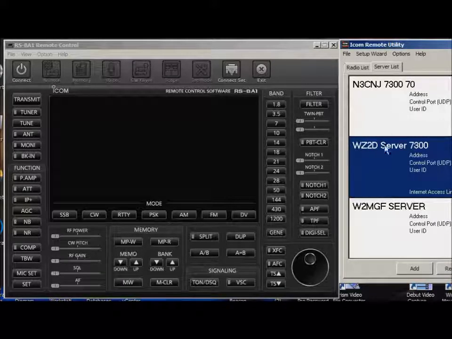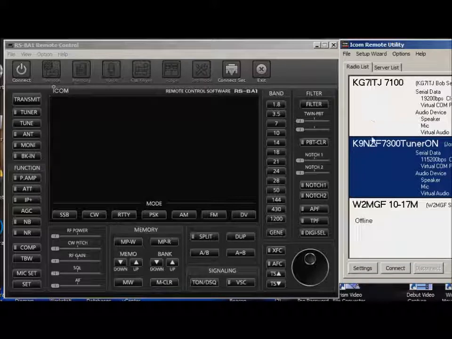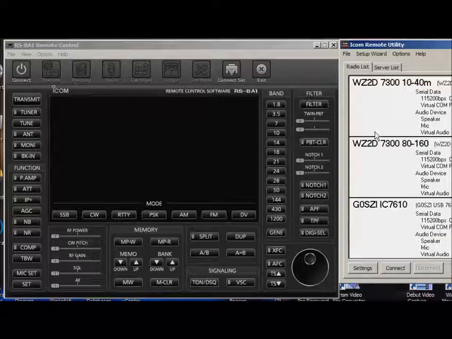So the first thing you have to do is click on this server list thing and right click and say connect to the server. So now we're connected. I go over to the radio list, and we do have several radios, and only a couple of them are offline, but here are two that are online.